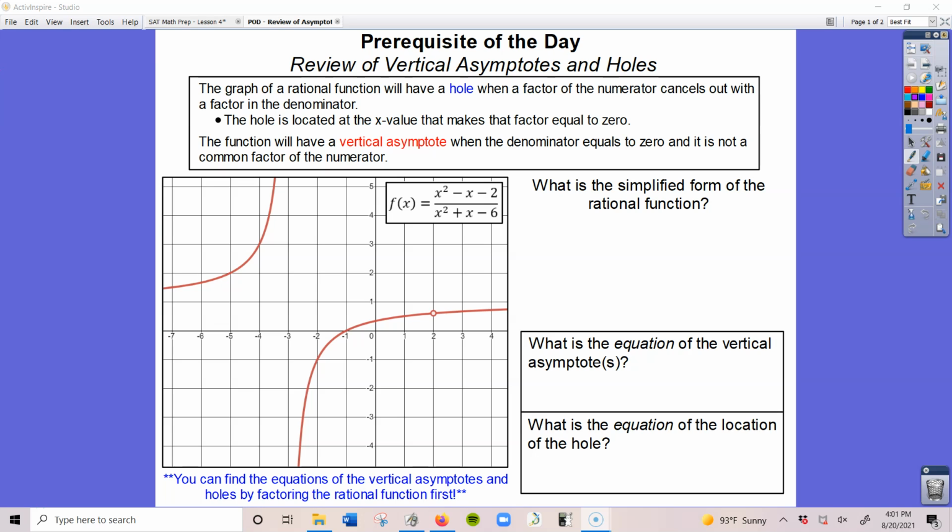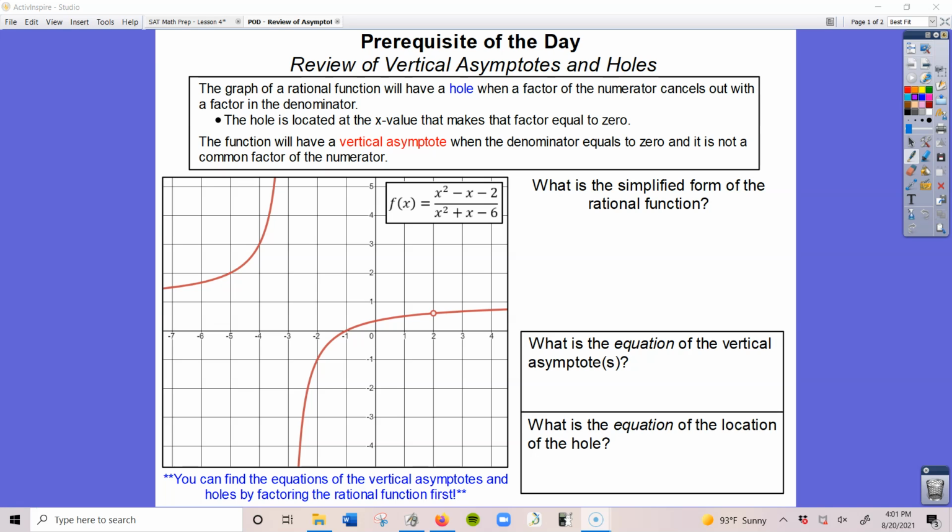Hello everyone. Today we're going to look at a review of finding vertical asymptotes and holes of rational functions. Now, as a reminder, a rational function is any function where you have what looks like a fraction. So it's one polynomial over another. Now, the difference between a vertical asymptote and a hole depends on the factors of the numerator and the denominator.